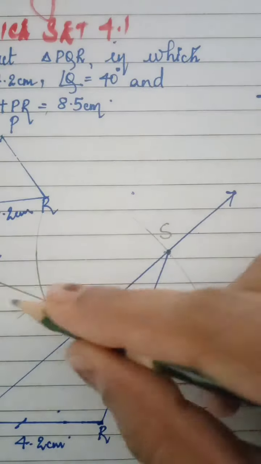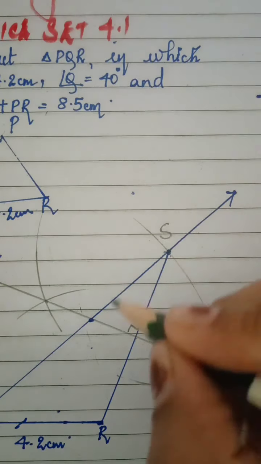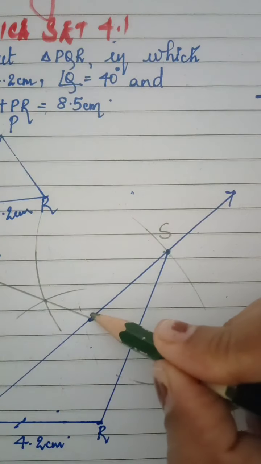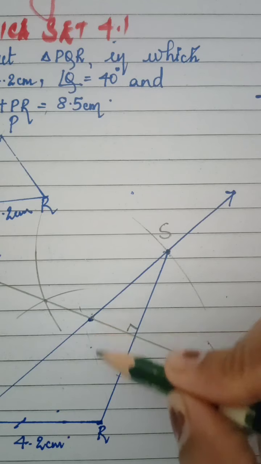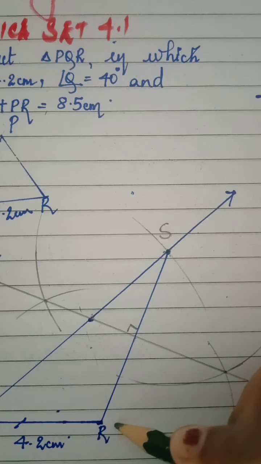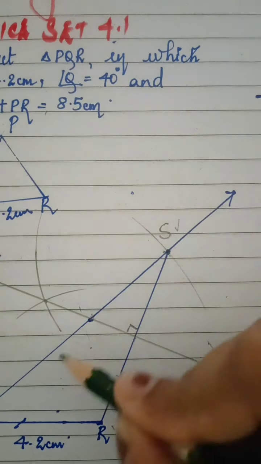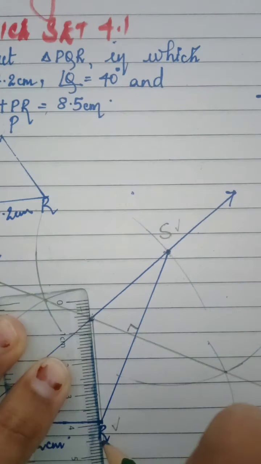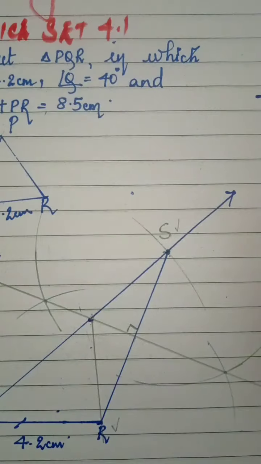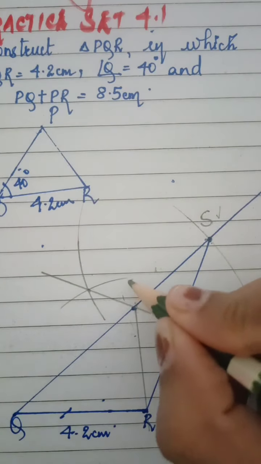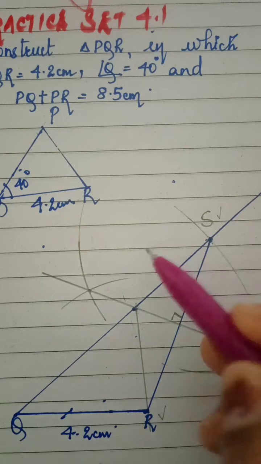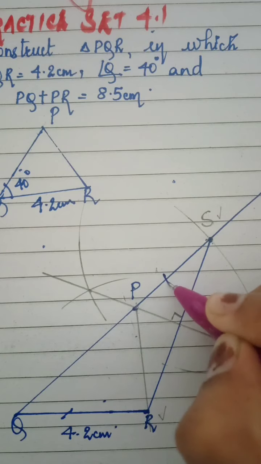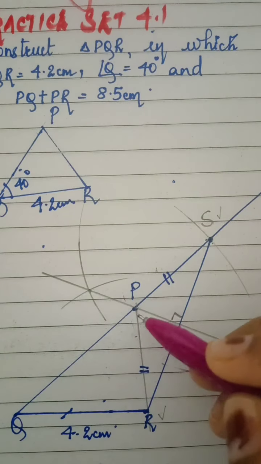Now any point on this perpendicular bisector, just see carefully, is at equal distance from the end points. Which were the end points? R and S. So any point on the perpendicular bisector is at equal distance from R and S. This point where you are getting is our required point P. And what you noticed? PS will be equal to PR.